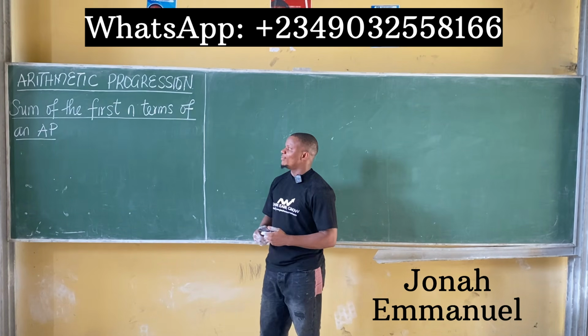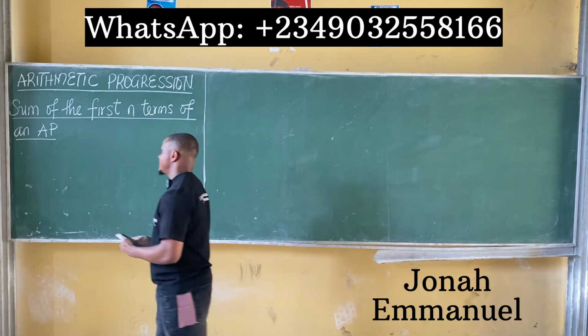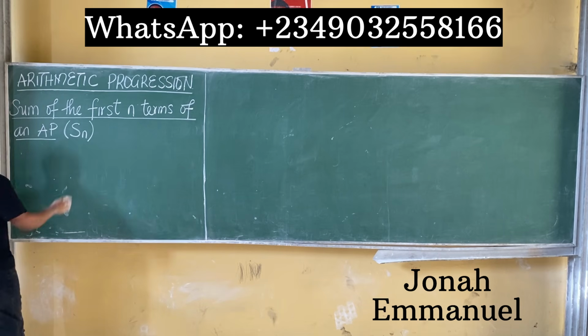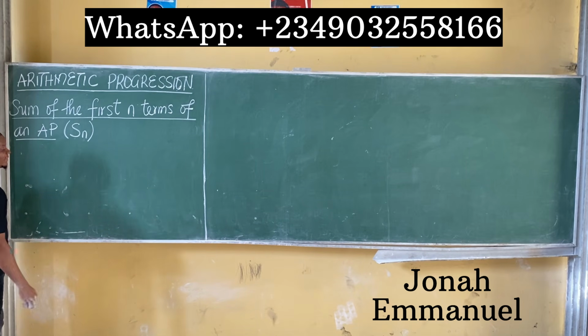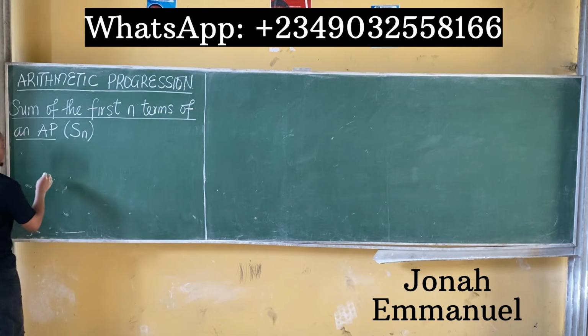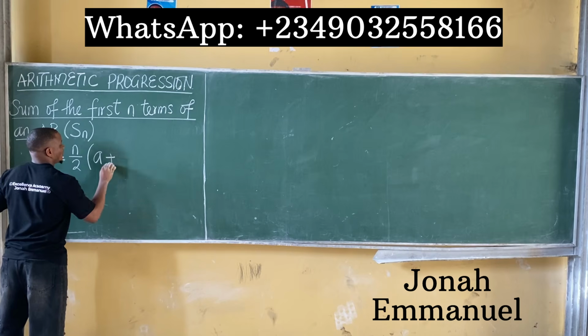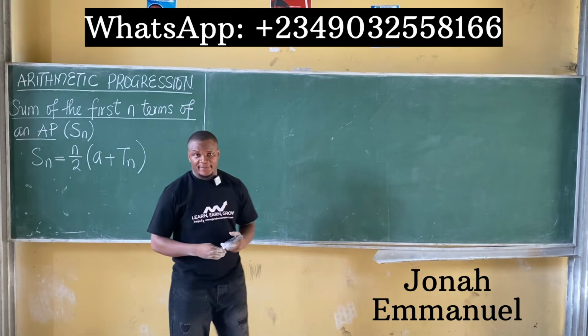When it comes to finding the sum of the first n terms of an AP, there's a formula we use. First things first, the abbreviation for sum is S. So when you see S and then N, this means the sum of the first n terms of an AP. The abbreviation is Sn. The formula is Sn equals n over 2 into a plus Tn, where Tn is the nth term of an AP.